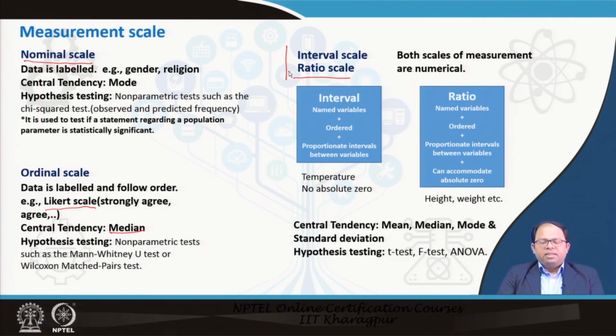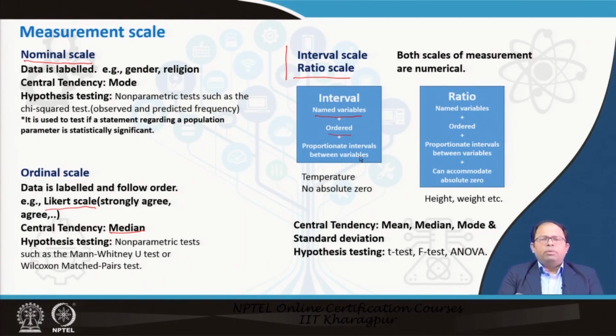In the interval scale, we not only can name or label the variables, it is also ordered, and there is a proportionate interval between the variables. That means between strongly agree and agree and neutral, we cannot say the gaps are the same. But in an interval scale, I can say that if there are 4 categories, the gaps would be the same. For example, if I measure a response using a 1 to 10 scale, then I can say that 1 to 2 and 2 to 3 have equal difference. In that case, we can say it is proportionate.